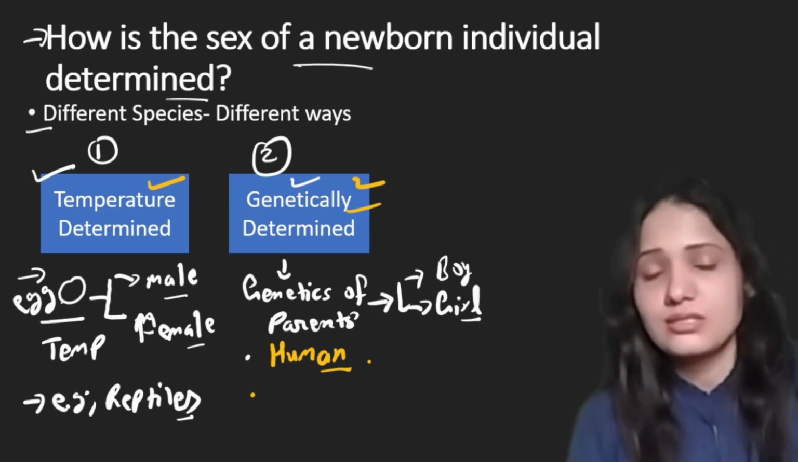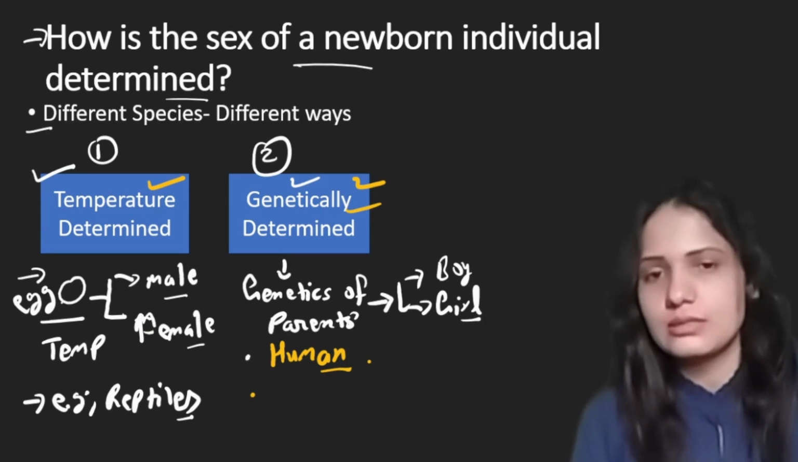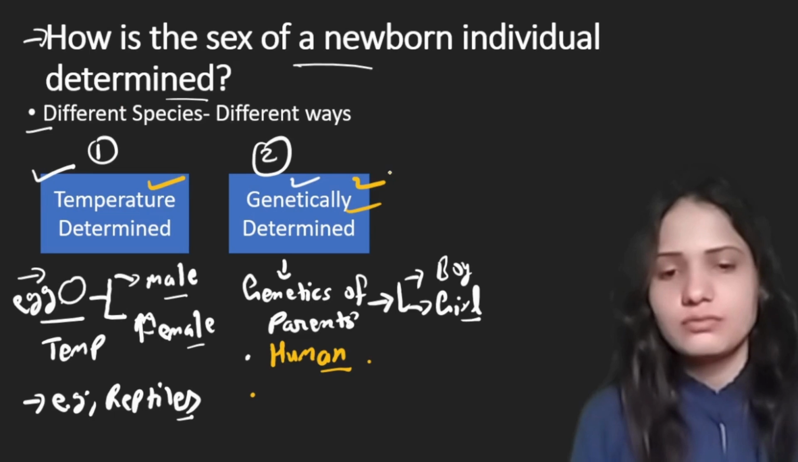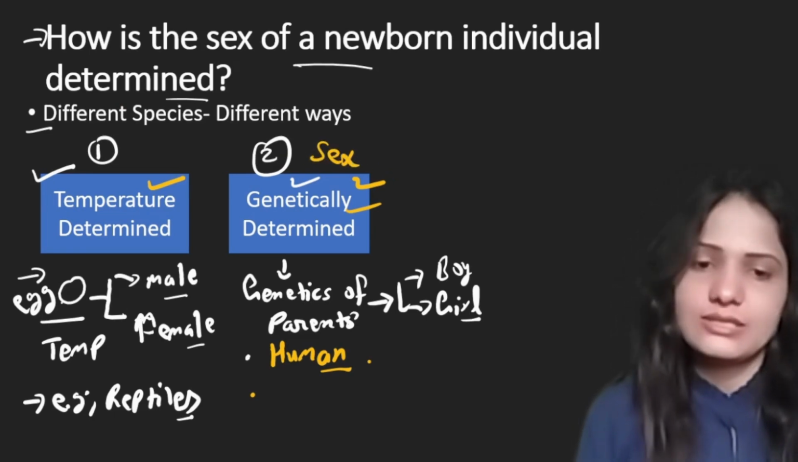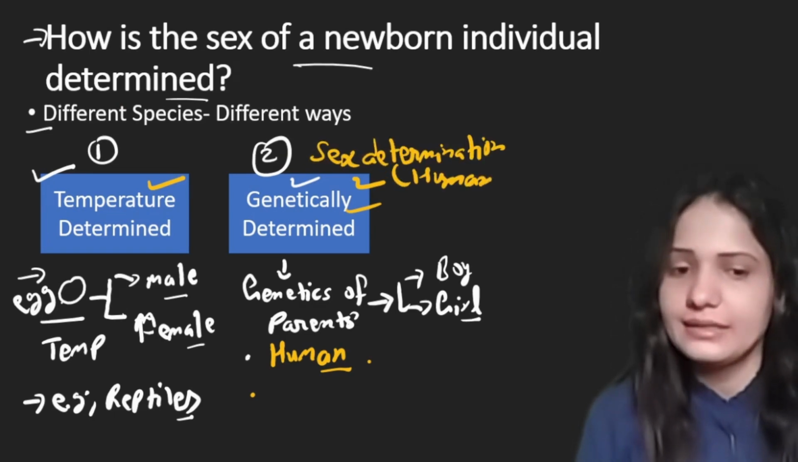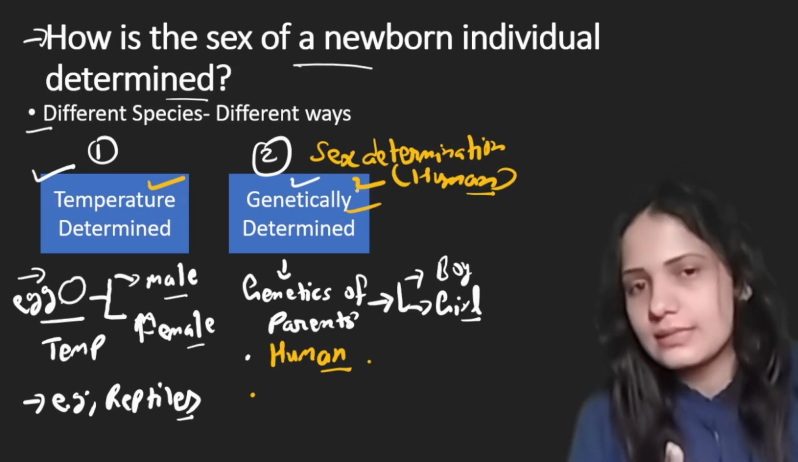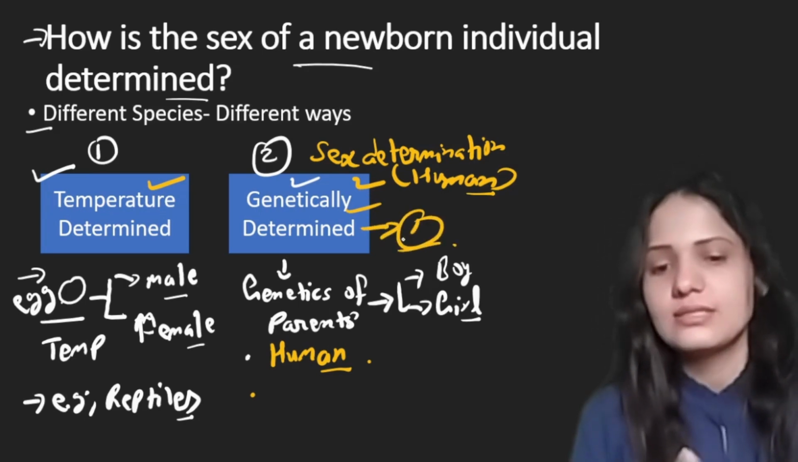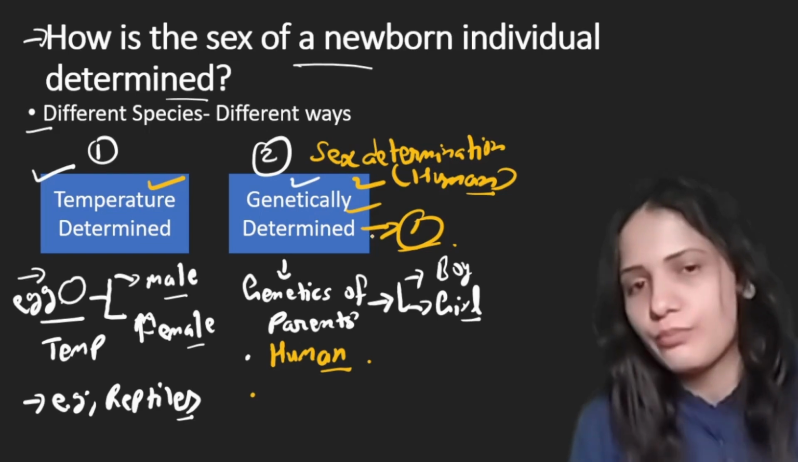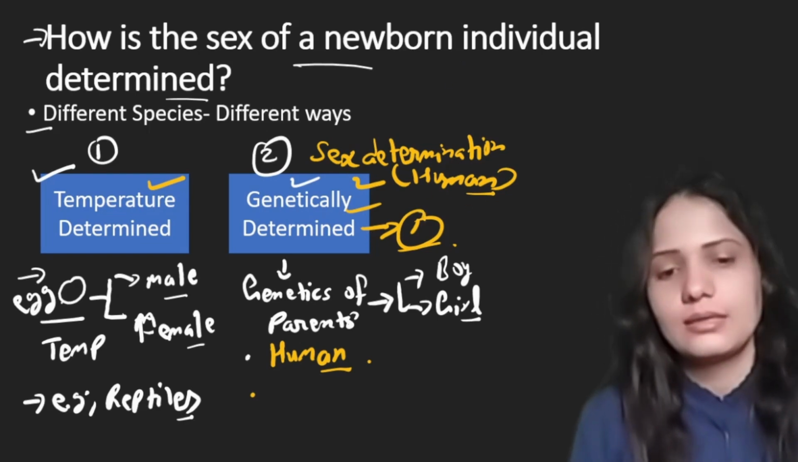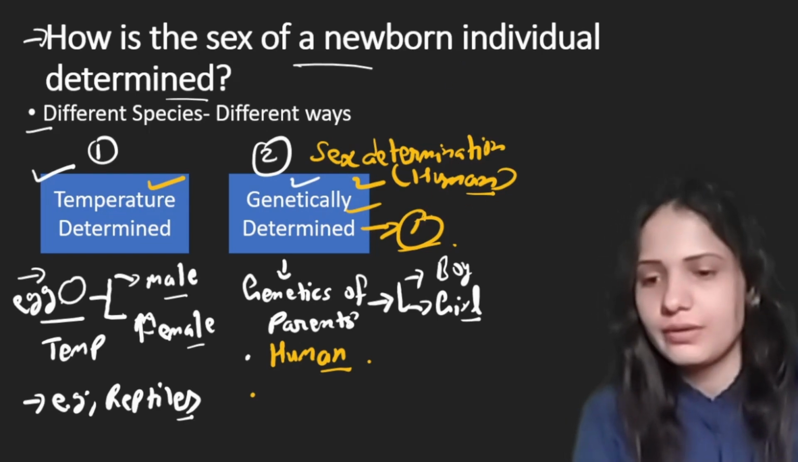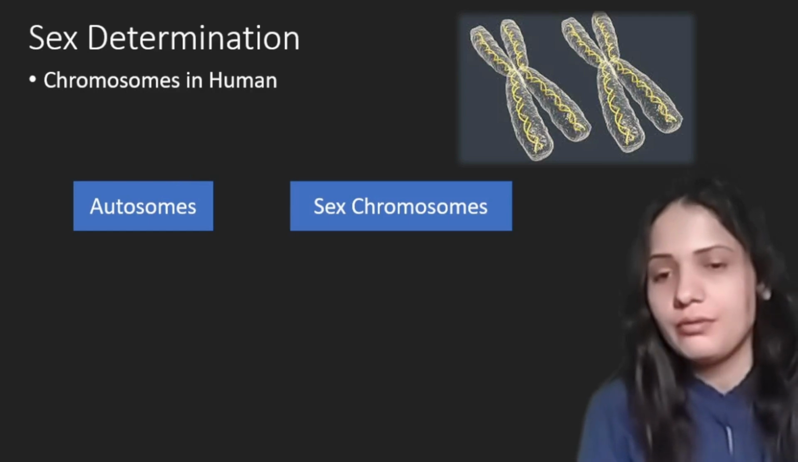Now how does this occur? We are going to discuss in this video. As we are covering sex determination in human, and in human we have this genetically determined sex, we will be discussing this only. This is important from your exam point of view. We can move further to understand how the sex is determined in case of human.